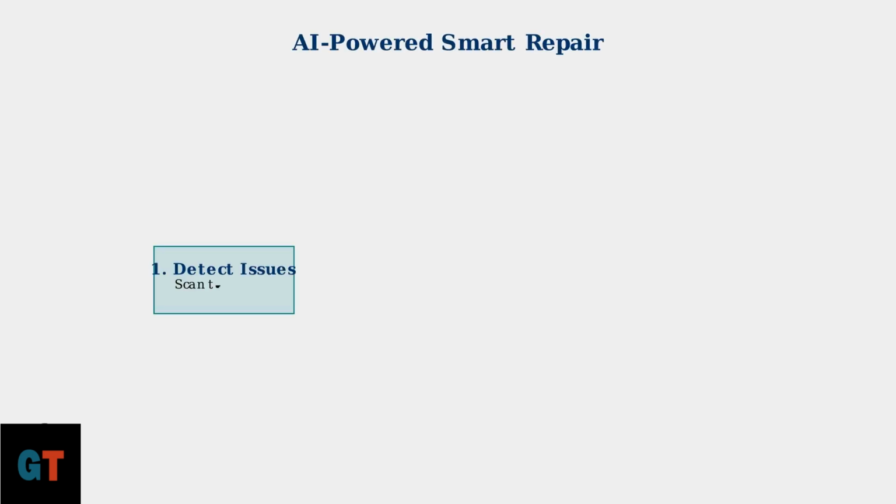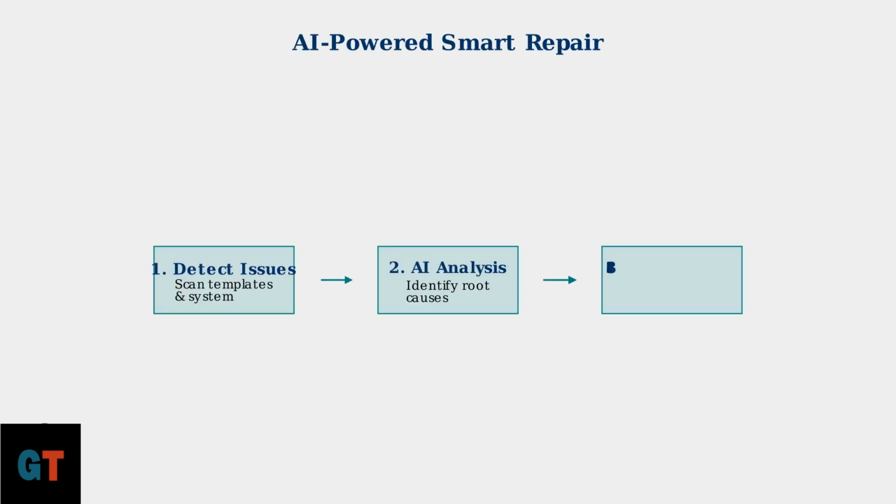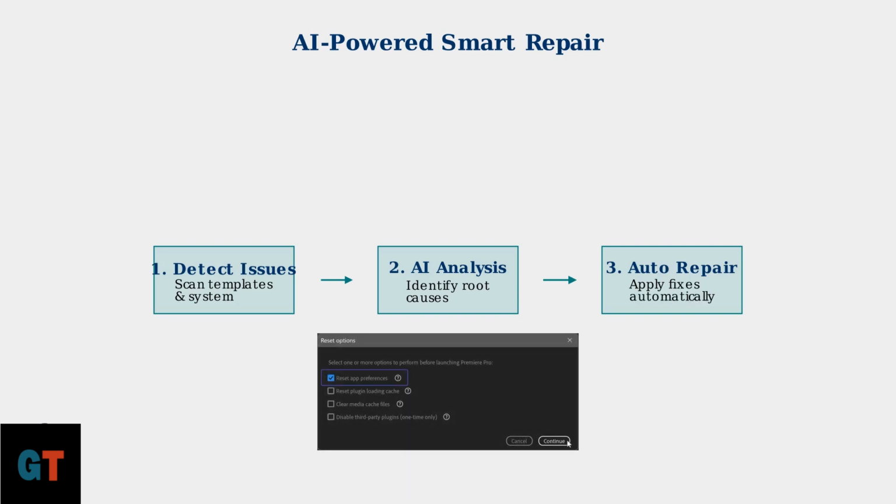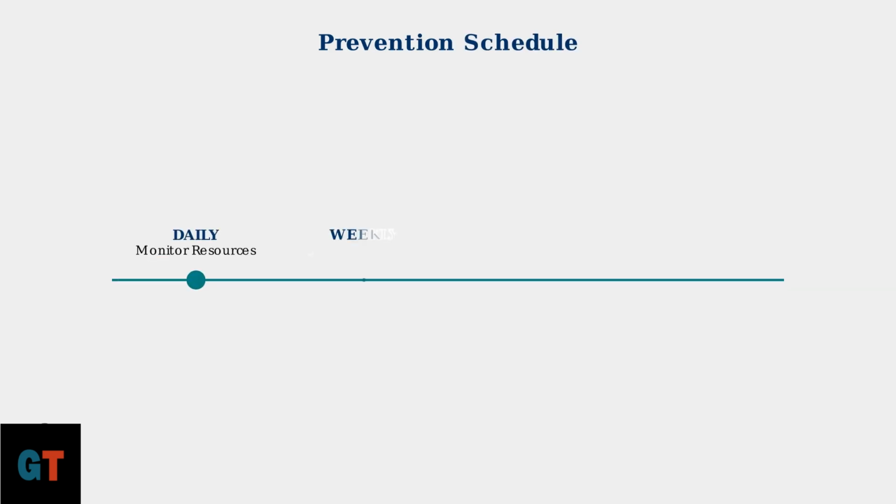Premiere Pro 2025.1 introduces Smart Repair, an AI-powered diagnostic tool that can automatically identify corrupted templates, suggest optimal settings, and predict compatibility issues before they occur. Prevention is key to avoiding essential graphics issues.